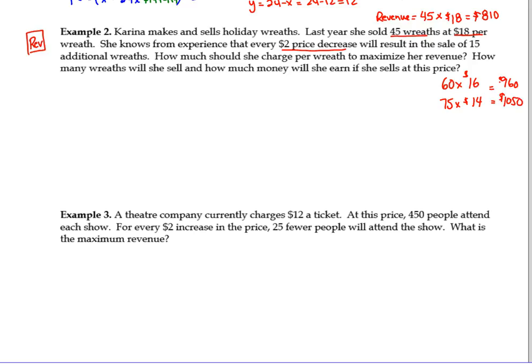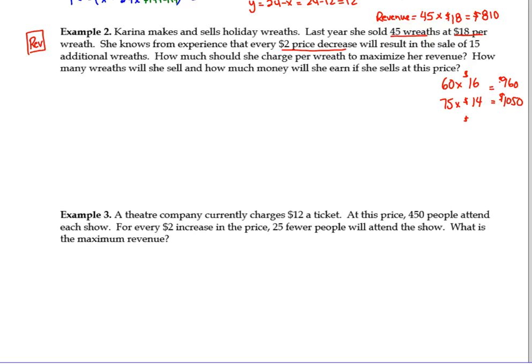1,050. Okay? If she keeps going with this trend, is she going to always keep making money, or is it going to start to fall? Sooner or later, you're charging less and less and less. It's going to follow this quadratic pattern. There's a maximum amount she should charge, the value she should charge to get that maximum revenue. And that's what we're going to look at.